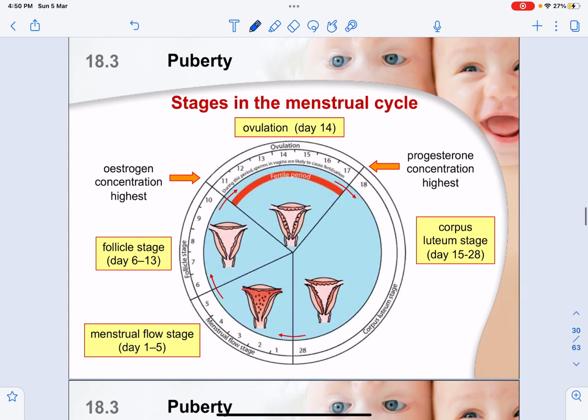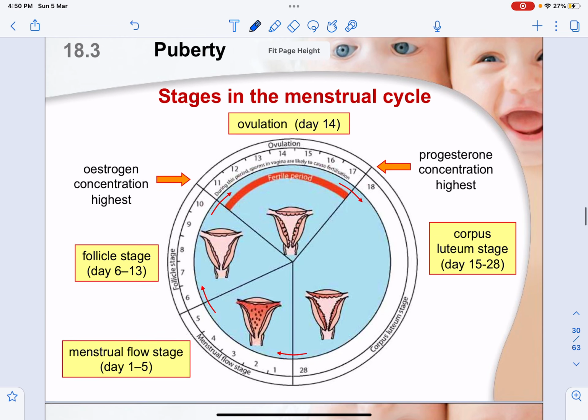Now comes the stages in the menstrual cycle. The cycle has 28 main days, where the first stage is the menstrual flow stage from day 1 to day 5, during which there is heavy discharge of blood. Following that is the follicle stage, day 6 to 13, where the concentration of estrogen is the highest. Then from day 11 to day 17 is the period of ovulation, where day 14 is the day of ovulation.